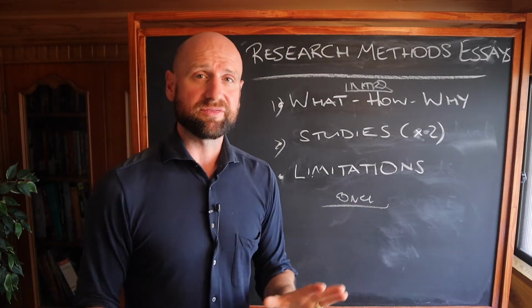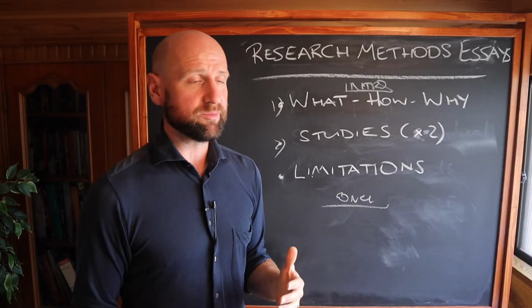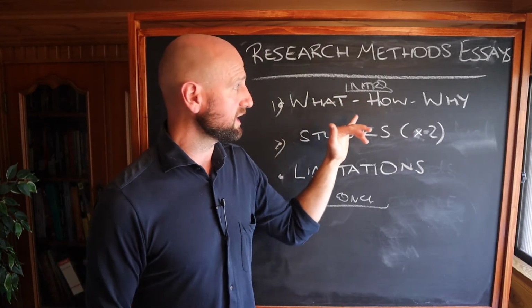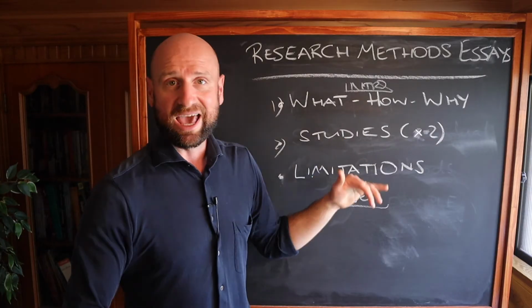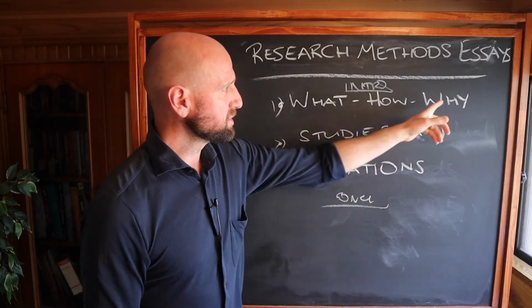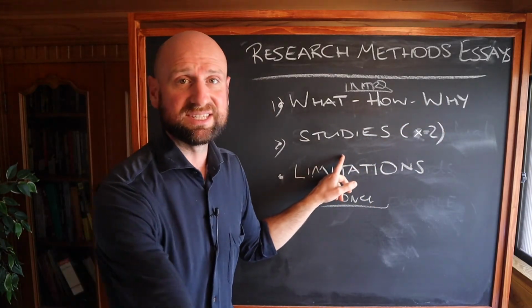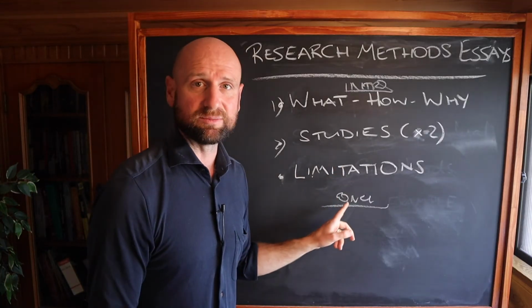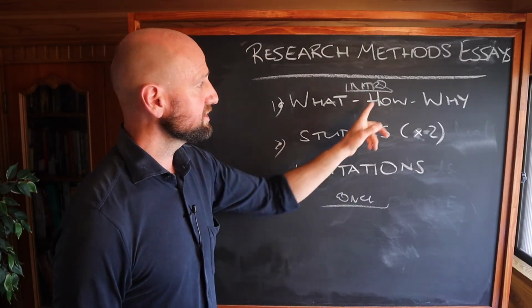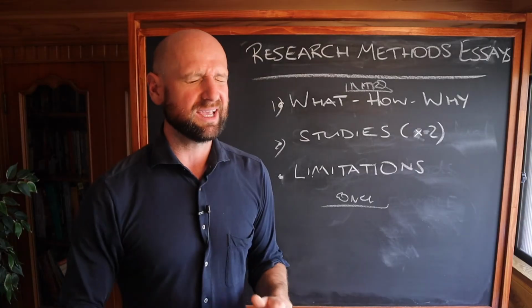Now, this is just a framework, a template. Feel free to break it up. For example, you might say, what is a correlational study and how is it used, and use one study. And then you might think, actually, it makes more sense to put the why here and then have a second study after the why and then get into the limitations. Or maybe you'll put limitations after each study. That's fine. Absolutely fine, right?